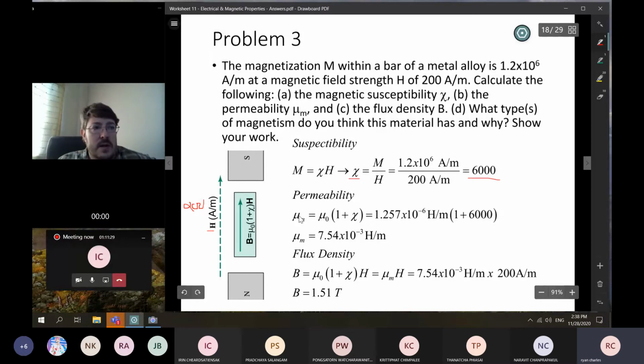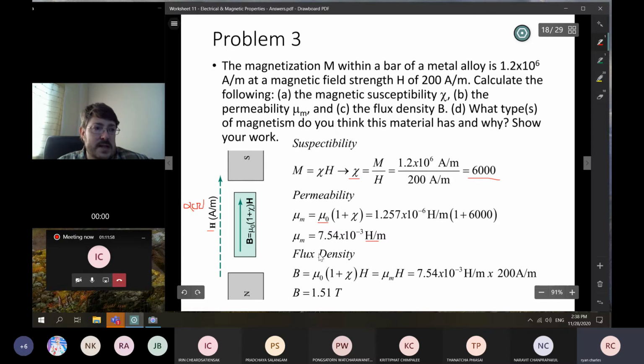Mu sub M equals mu naught times 1 plus susceptibility. We just figured out the susceptibility, so 1.257 times 10 to the minus 6 times 1 plus 6,000. Permeability is 7.54 times 10 to the minus 3 henries per meter. It's the same units as mu naught because susceptibility has no units.